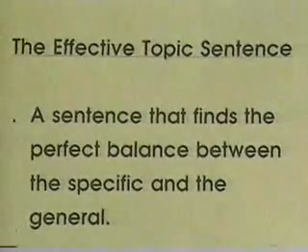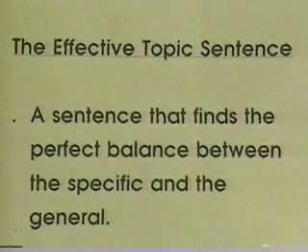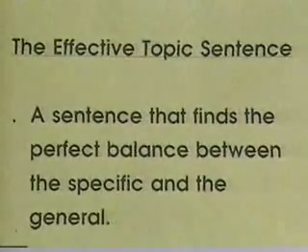Now, what makes a topic sentence effective? Well, a good topic sentence is one that finds the perfect balance between two extremes. That is, the specific versus the general. In other words, an effective topic sentence is one that is specific enough to allow the writer to transform the topic sentence into an idea, but at the same time general enough to be broken down, explained, and justified in the other sentences that make up the paragraph.